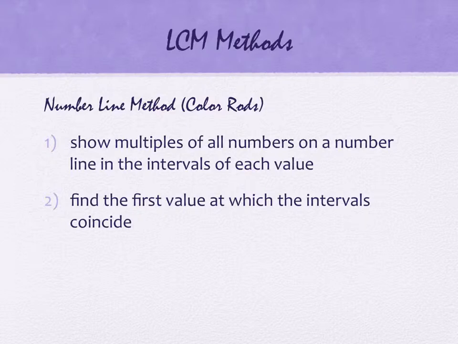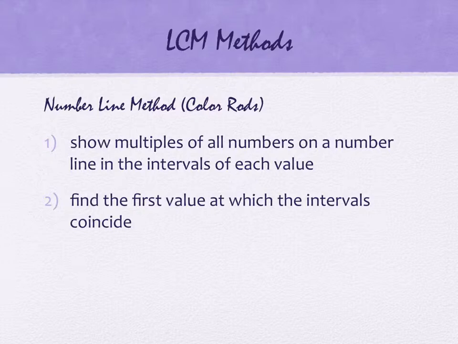All right, we're going to look through several different methods for finding least common multiples. The first one does not have a direct correlation back to greatest common divisor. Some of them will, but this one doesn't. This is the number line method, or it's sometimes called colored rods. So what you're doing is showing multiples of all numbers that you're given on a number line in the intervals of each value. And then you're going to find the first value at which the intervals coincide.